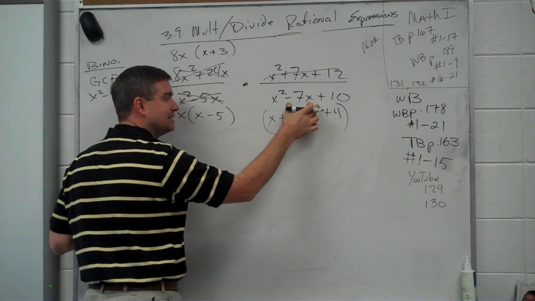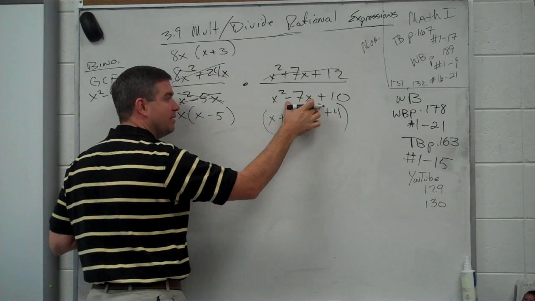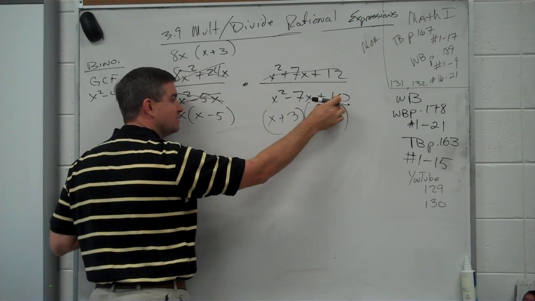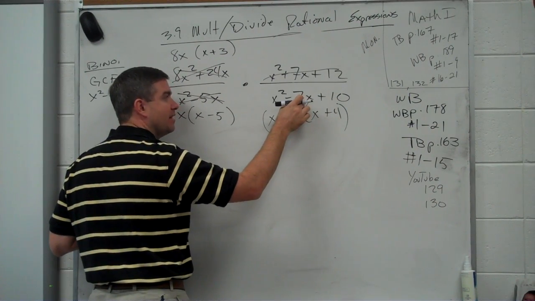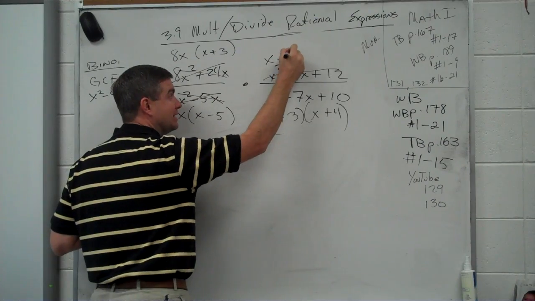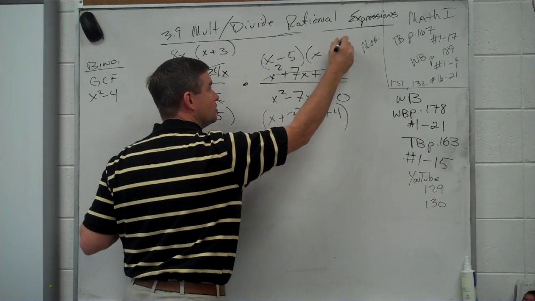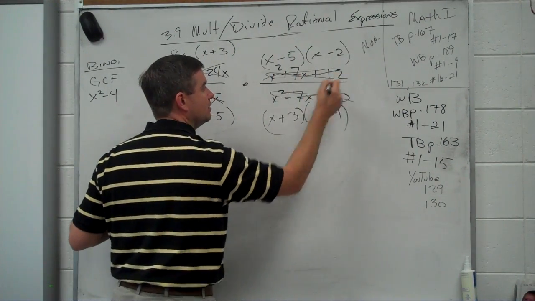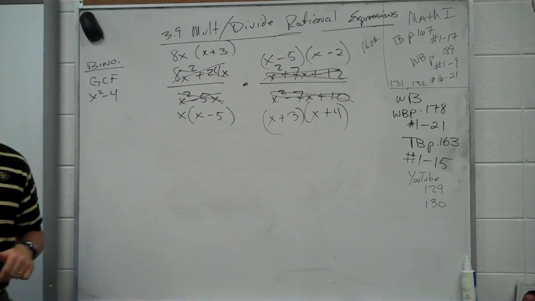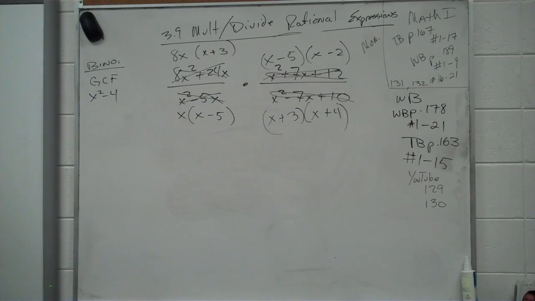What about x squared minus 7x plus 10? What are the factors of 10 that add up to 7? 5 and 2. So I've got x minus 5 and x minus 2. Why am I writing them on the top? Because you had to flip it. So I flipped it and I factored it at the same time, saving me more time.